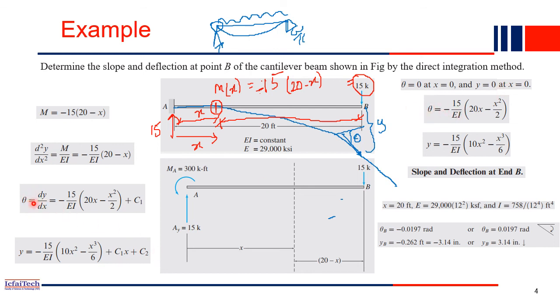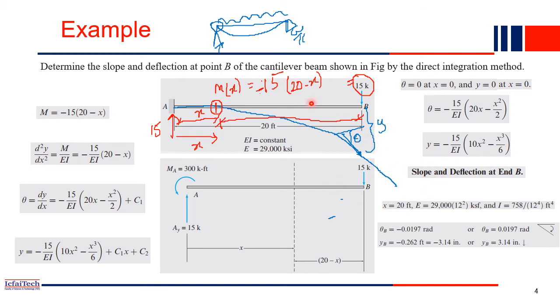So final equation will be theta is equal to minus 15 by EI into 20 minus x square by 2. C1 is anyway 0. So this is our theta. And what is y? So y is nothing but, c1, c2 both are 0, so remaining part y will be only this part. So this is y.